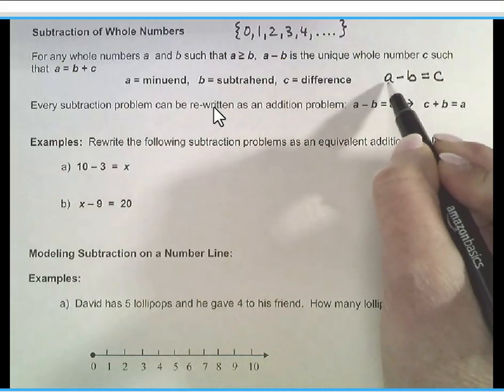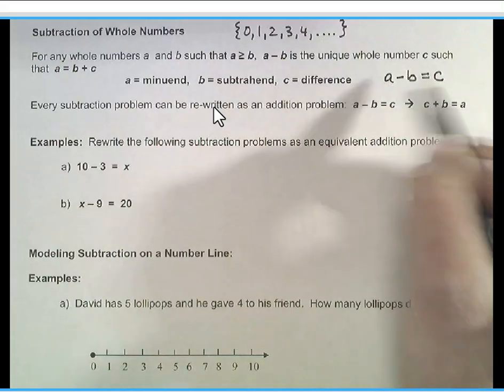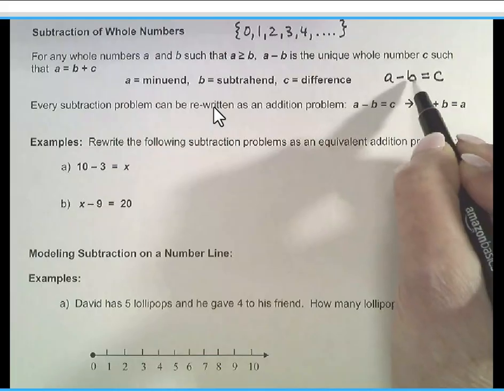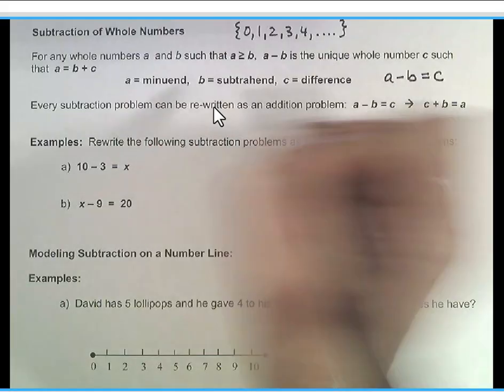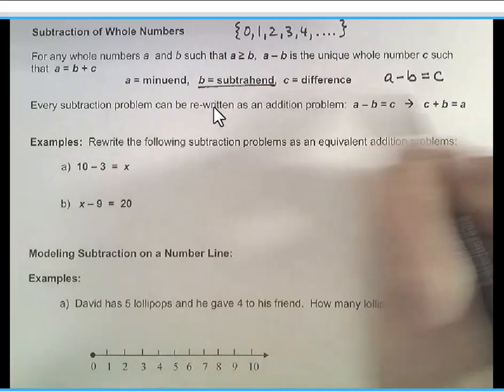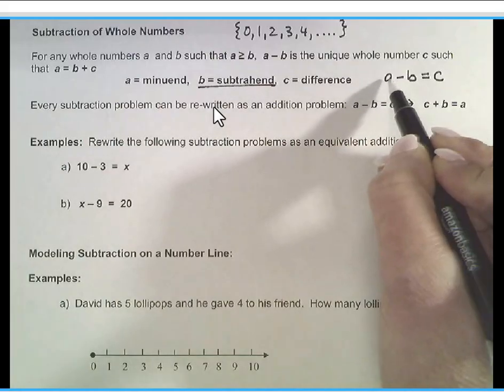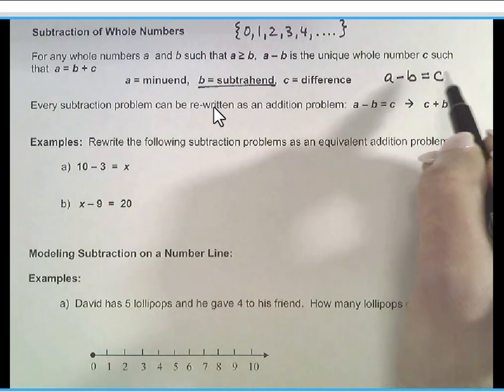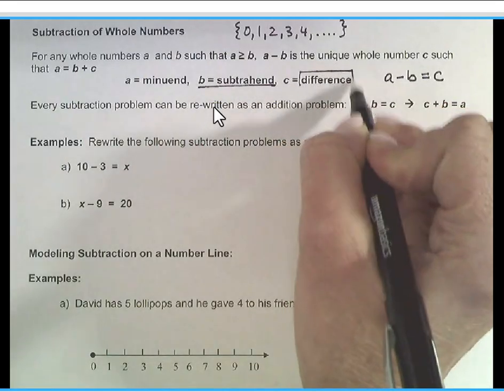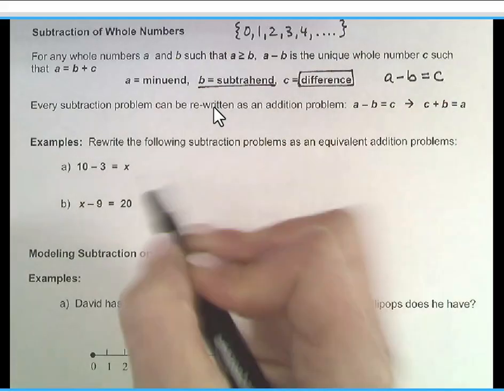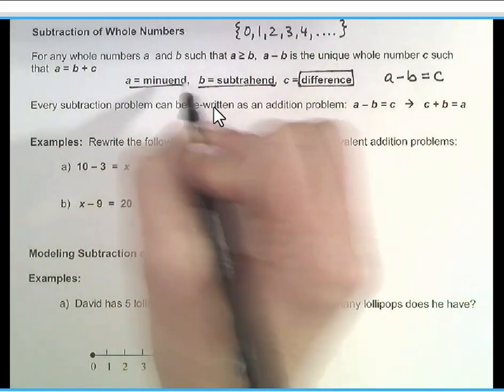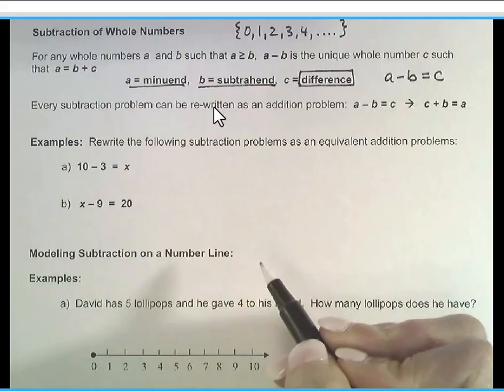This number that you're starting with, that's called your minuend. The number you're subtracting away, the thing that's being subtracted, is called your subtrahend. So in this case, those should be either the same size or a should be bigger. And then the answer that you get is called the difference. And so these vocabulary words are kind of important, especially the word difference. So minuend is what you start with, subtrahend is what you subtract, and difference is your answer.